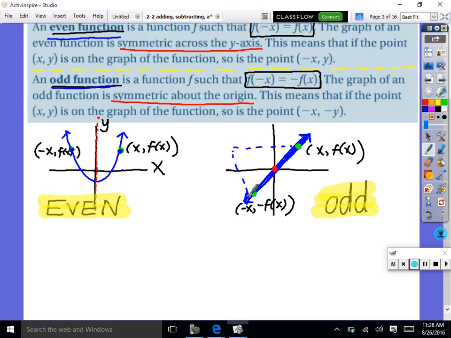Yes? Now if I plug in positive x, I'll get f of x. If I plug in negative x, I'm going to get negative f of x. So that's how you can check it algebraically. If you plug in negative x into the function and you get the opposite, negative f of x, then it's considered odd. Now, it'll make more sense once we do some slow examples. Are you guys ready for that? Awesome. Here we go.